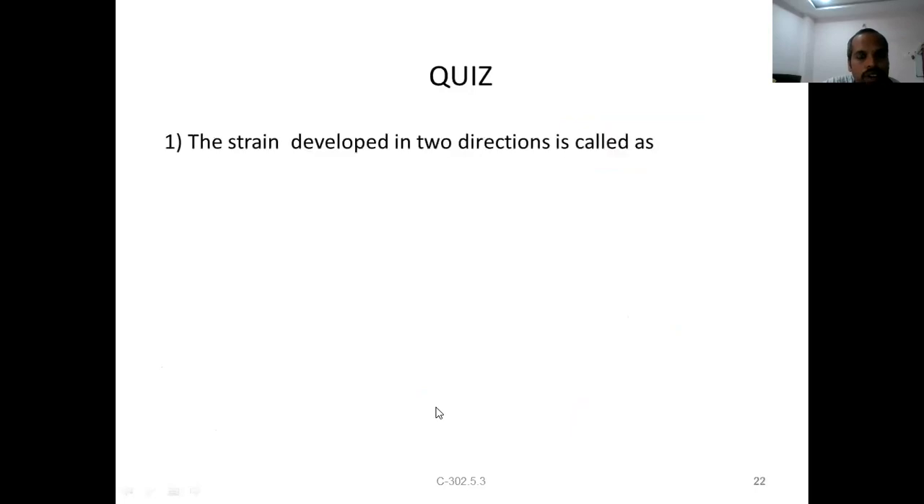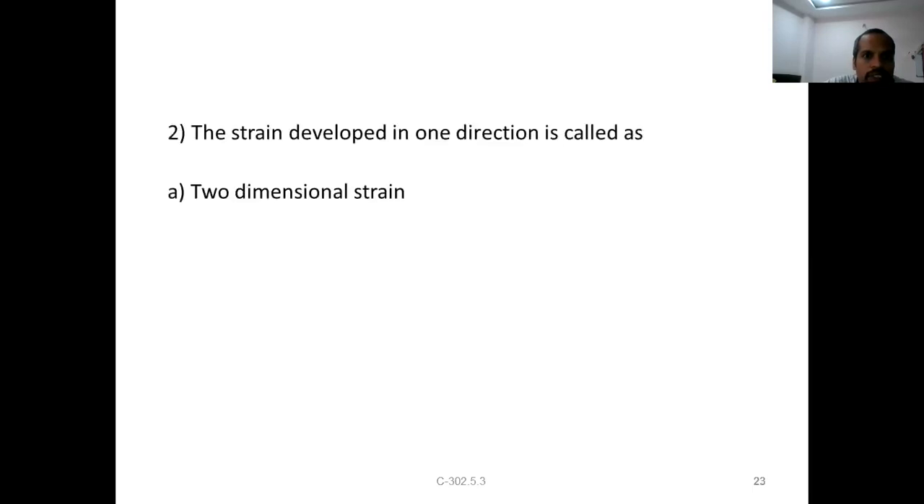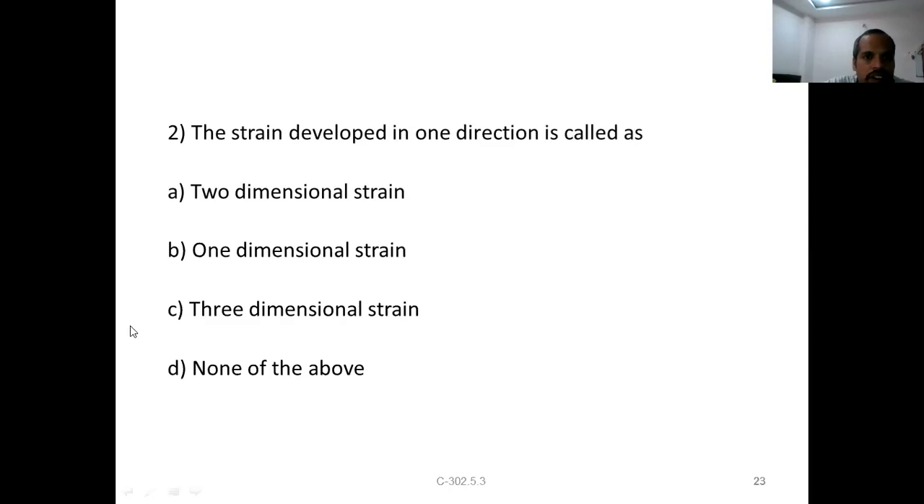Right. So now let us see some simple questions like this. The strain developed in two directions is called, so these are the options. Two directions is nothing but two-dimensional strain. The strain developed in one direction is one-dimensional, two directions is two-dimensional, three directions is three-dimensional. Very simple, right?